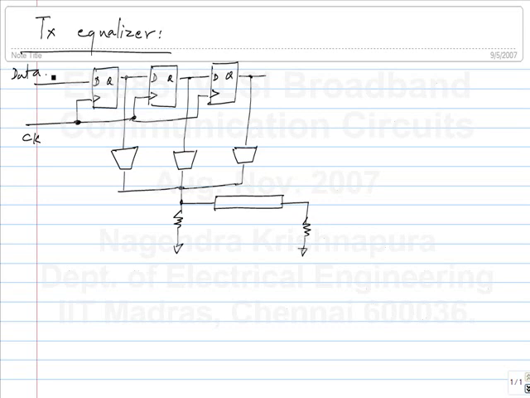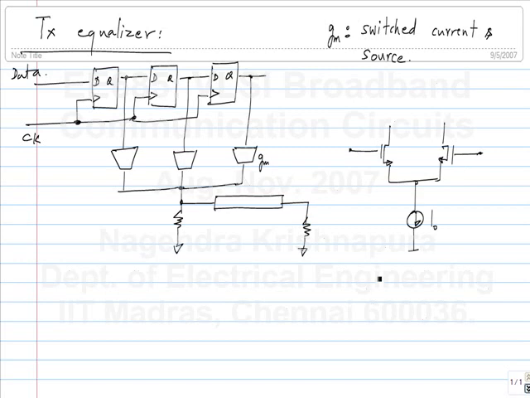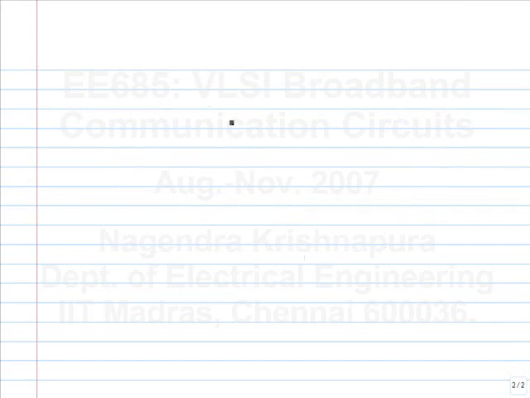Okay. And because we are dealing with binary data, each of these transconductors can be switched current sources. That is, we use differential pairs to realize these. And if we have a certain tail current I naught, we can get a differential current which is either plus I naught or minus I naught based on the polarity of the input data. So let's look at some more details of this.